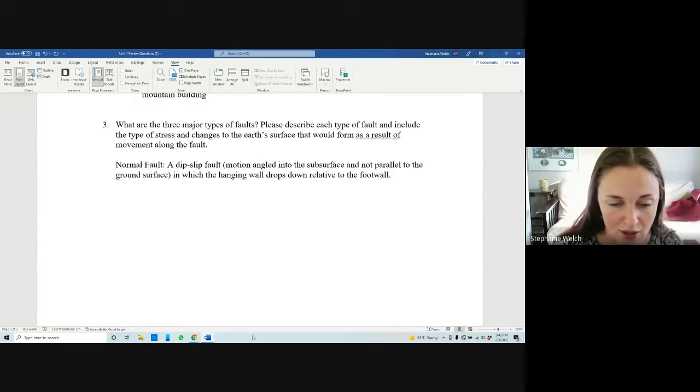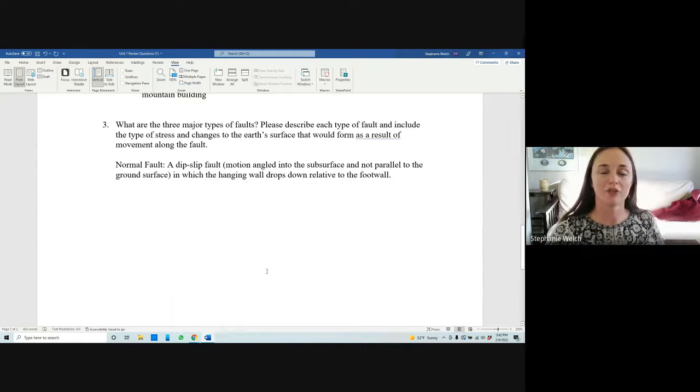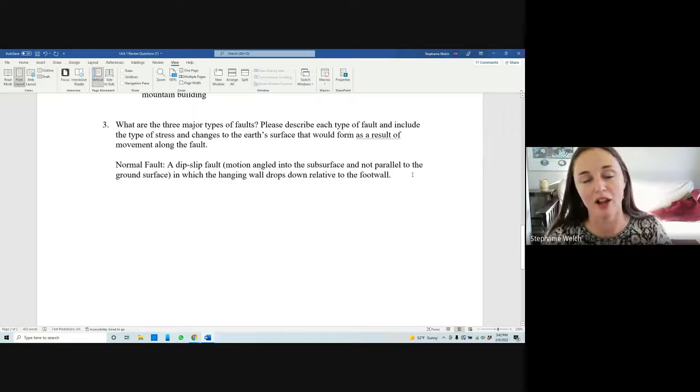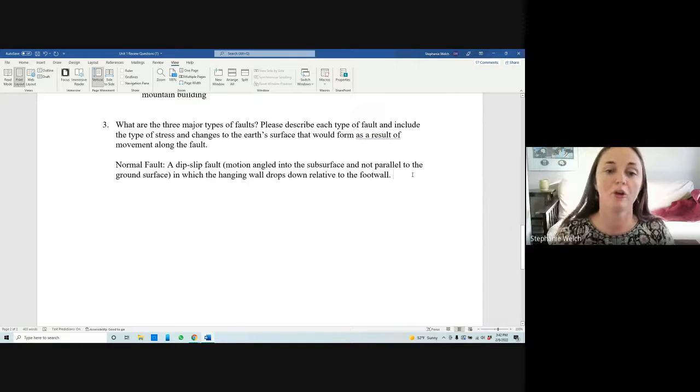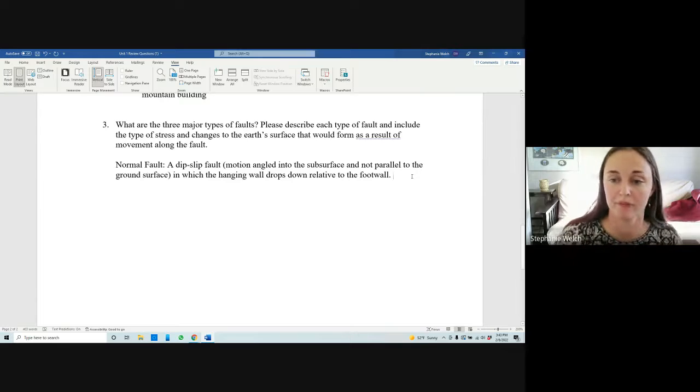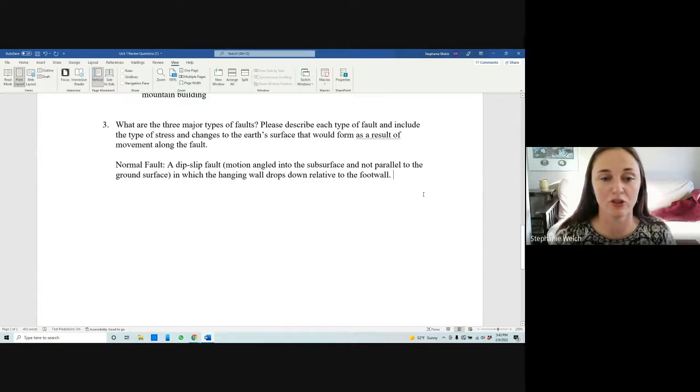Once I do all 3 types of faults, I'll pull up a quick little video to show this again. But you guys have all seen this in the lecture. So in a normal fault, the hanging wall moves down. The next type of fault is going to move up. And that's the only thing that's differentiating those 2 faults.